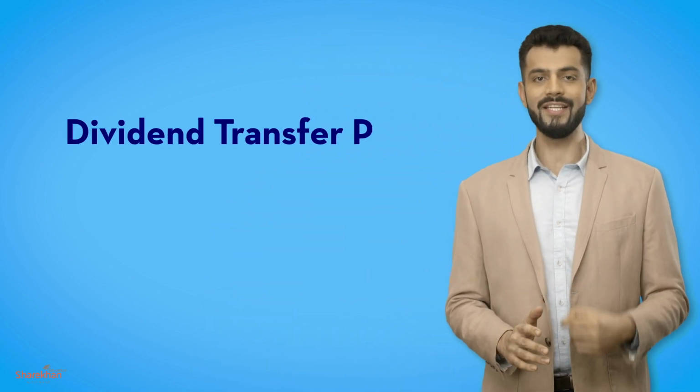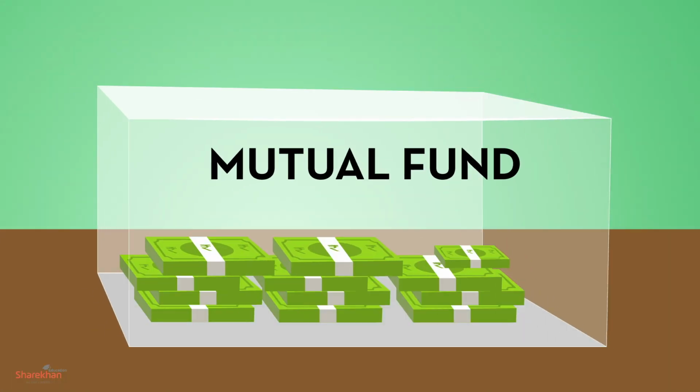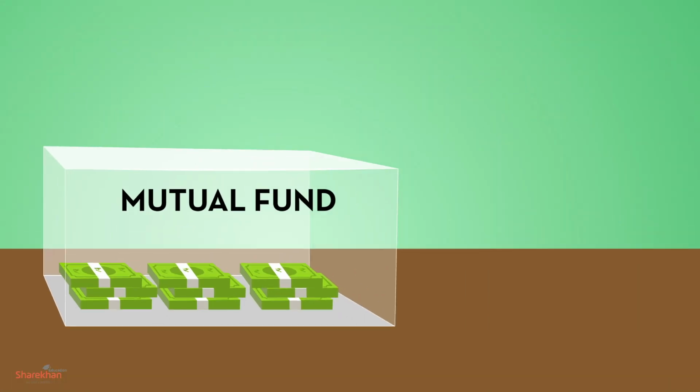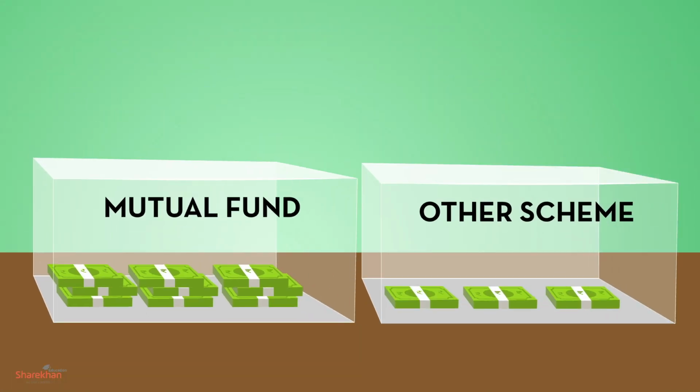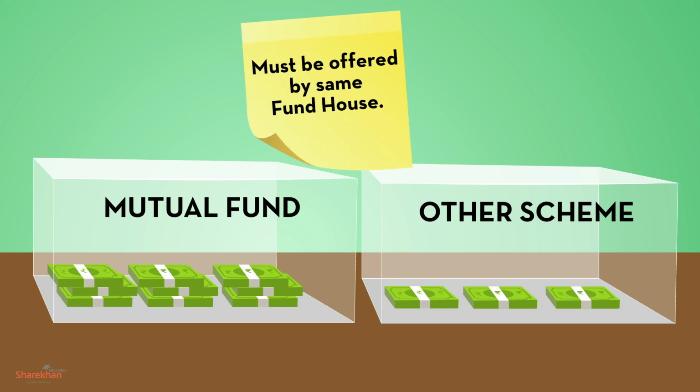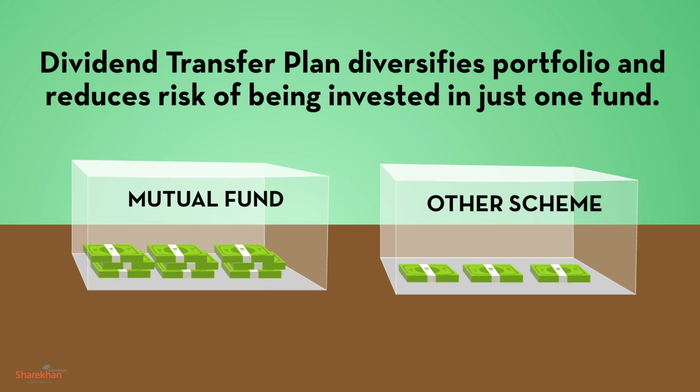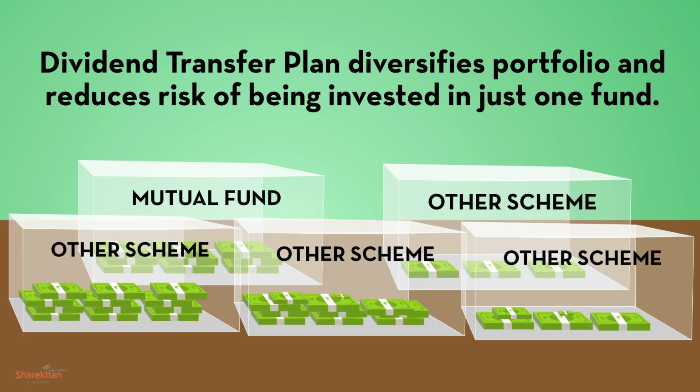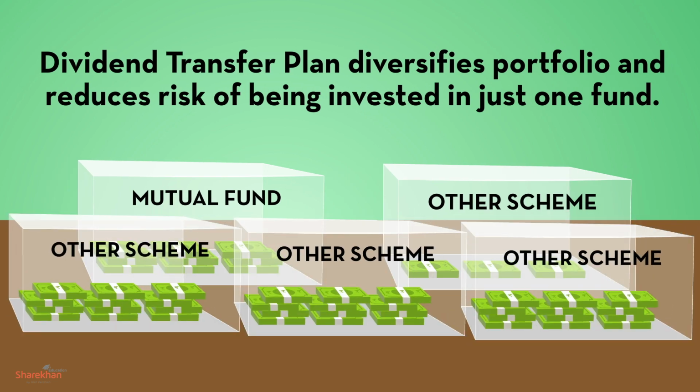We've now seen that once dividends are declared, you can either receive those dividends as cash in your bank account or reinvest them in the same scheme. But that's not all. You also have the option of choosing the dividend transfer plan. This plan allows you to take dividends declared by the fund house and transfer them to any other scheme, just as long as those other schemes are offered by the same fund house. The way you benefit from such an option is that you then have the chance to diversify your portfolio or asset class and reduce the risk of being invested in just one fund.